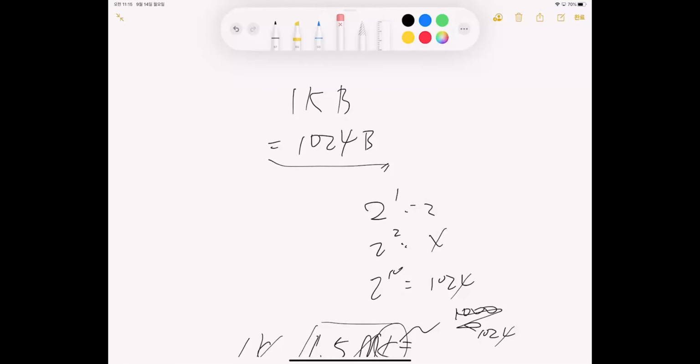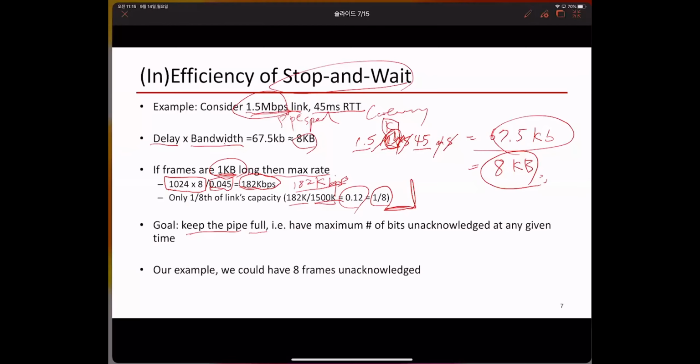Oh, resume the recording. So my intention in here. So do you see my slide? Slide number 7. No.